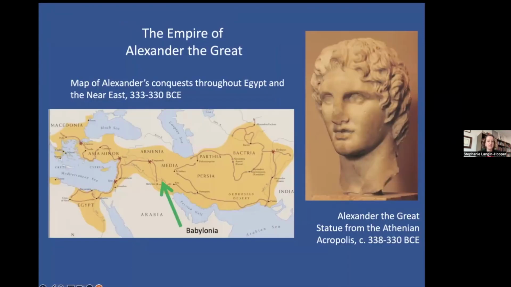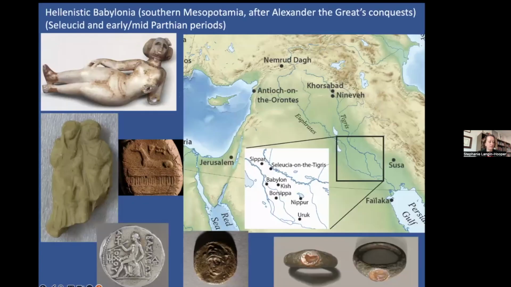The Hellenistic period in Babylonia, which is in southern Iraq, begins with the conquest of the Persian Empire by Alexander the Great, followed by the establishment of the Seleucid Kingdom. During this period, large numbers of Greek and Macedonian people immigrated into Babylonia, introducing Greek cultural forms such as theaters, coinage, and Hellenistic-style statuary.